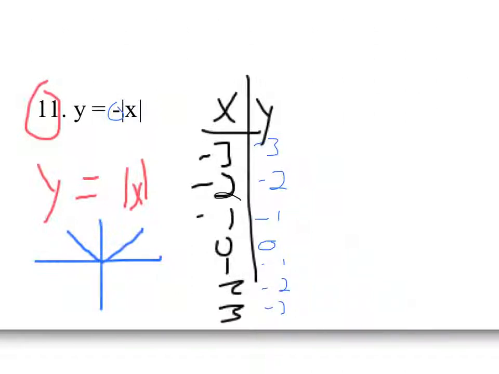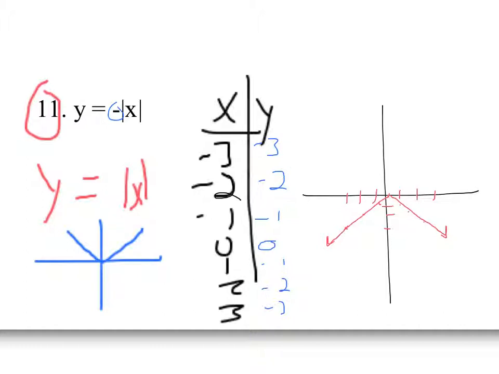So our graph will change a little bit. So -3 gave us -3. -2 gave us -2, -1 gave us -1, 0 gave 0, and so on. And we get something that looks like the original one, but it looks upside down.